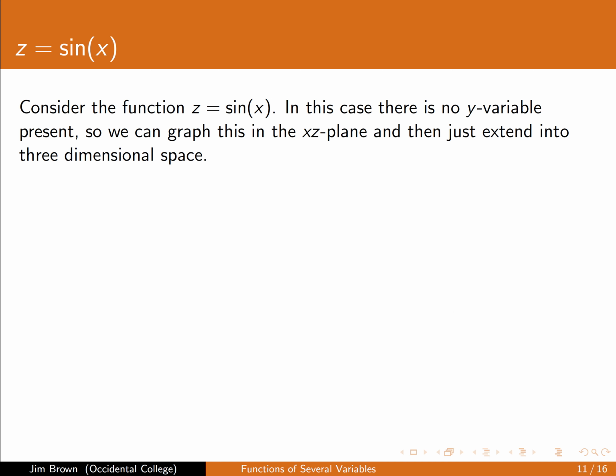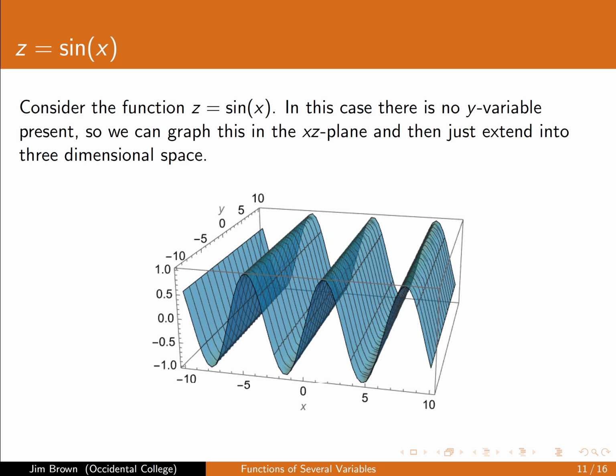We can look at other functions as well. In this case, let's look at z is equal to sine of x. Notice there's no y variable here, so really all the action is happening in the xz plane. We can graph z is equal to sine of x in the xz plane. It's going to look just like your normal sine curve, and then you just extend it in 3 space because the y variable doesn't come into play. So as you go along here, this is just z is equal to sine of x, a normal sine curve, and any value of y will work with it because there's no y in the equation. So it just extends out as a wave.